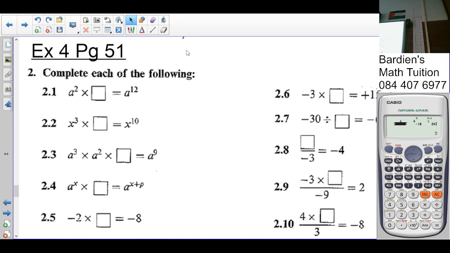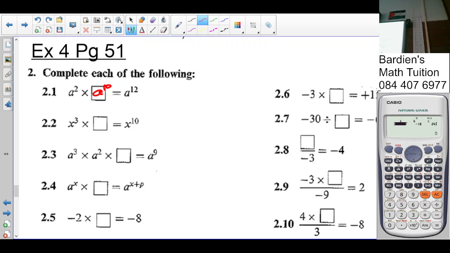So exercise 4, page 51. Number 2. Complete the following. a squared multiplied by some number or variable is going to give you a to the exponent 12. So what is that missing exponent? So it's 18. You all agree with that? Alright.